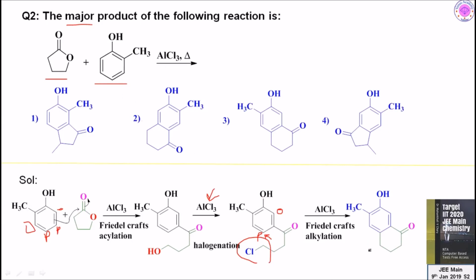So the major product of this reaction is, this is para to methyl is the acyl group, and para to hydroxy is this cyclization compound. What is the compound here? Yes, methyl to cyclize here and para to is here. So option number 3 is the correct option friends.